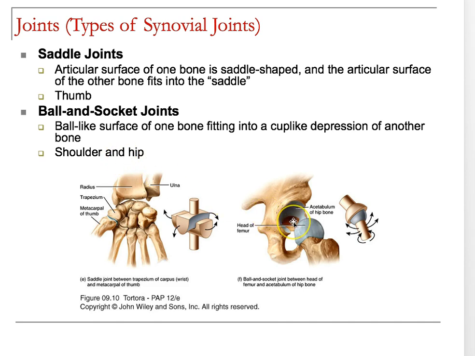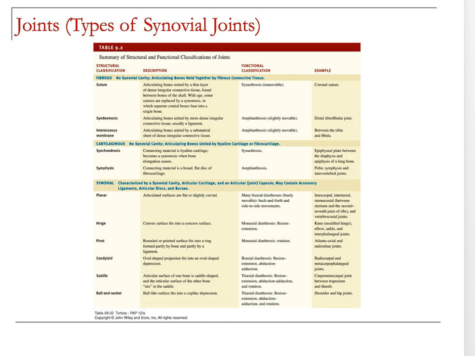And this is much like I just told you about. The shoulder and the hip are put together in a ball and socket joint. Okay, so for class, meaning your final exam, this is a really good table. It's table 9.2 that gives you the different types of joints.